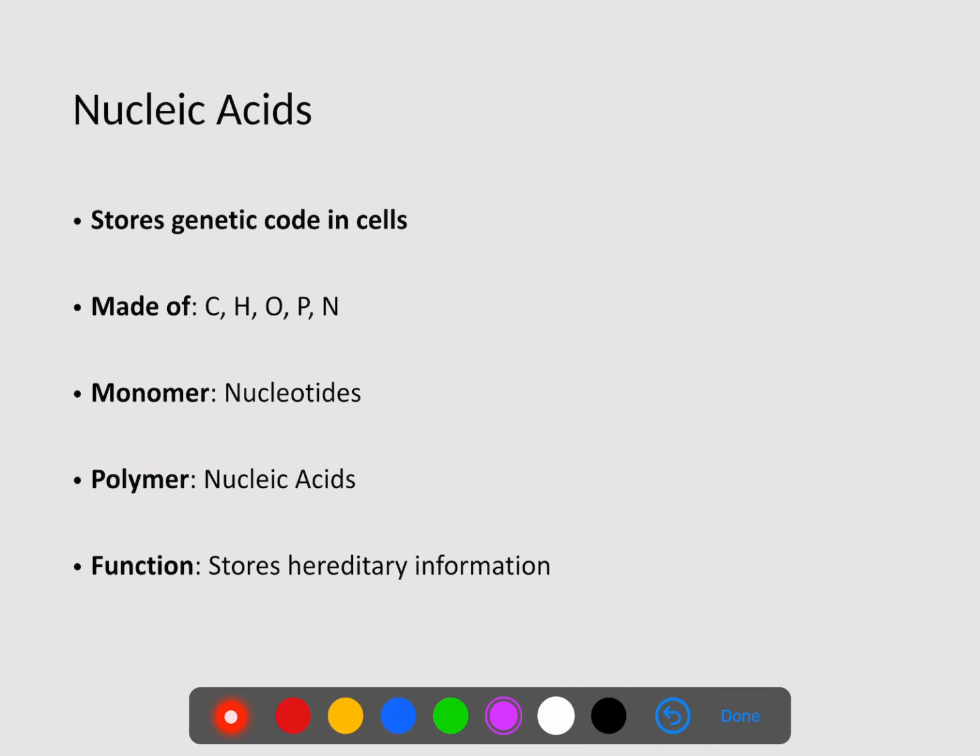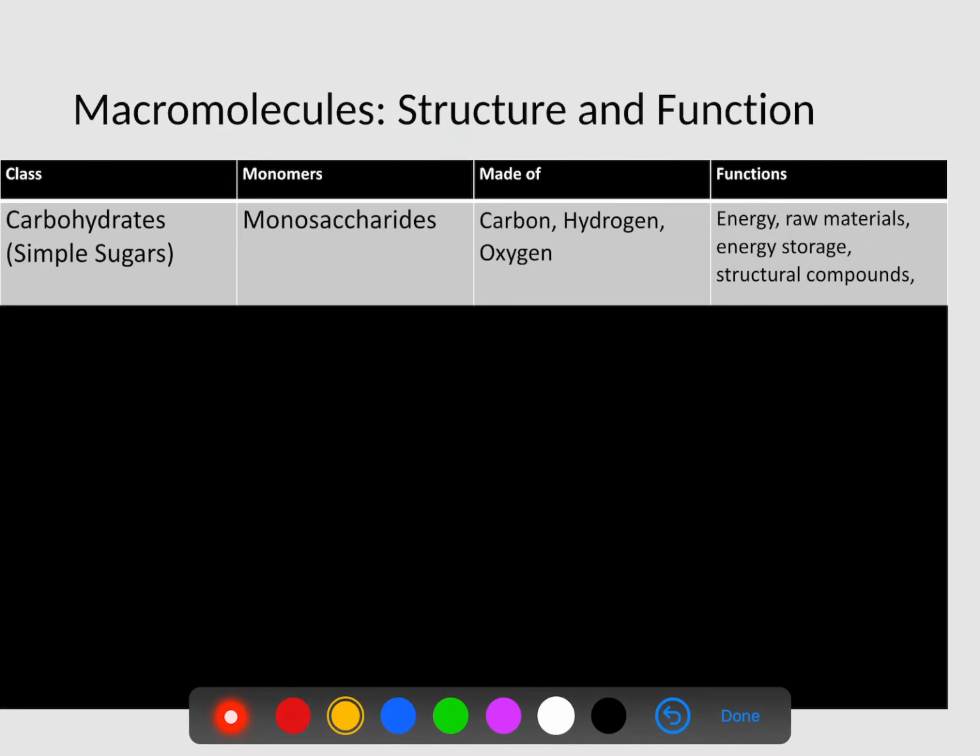So again, nucleic acid, it stores genetic code in our cells. It's made of carbon, hydrogen, oxygen, phosphorus, which is the different one, and nitrogen. Monomer is nucleotides, polymer, nucleic acid. So again, it stores hereditary information. Again, this is in the form of DNA in our bodies. So just a kind of quick review. I know this is a long video, but there's a lot of information in here.